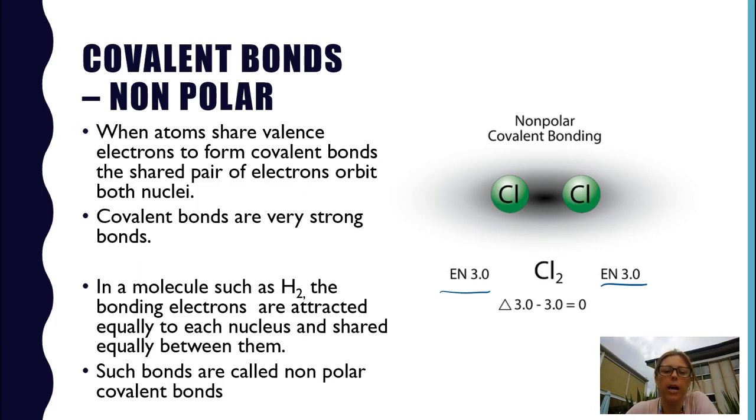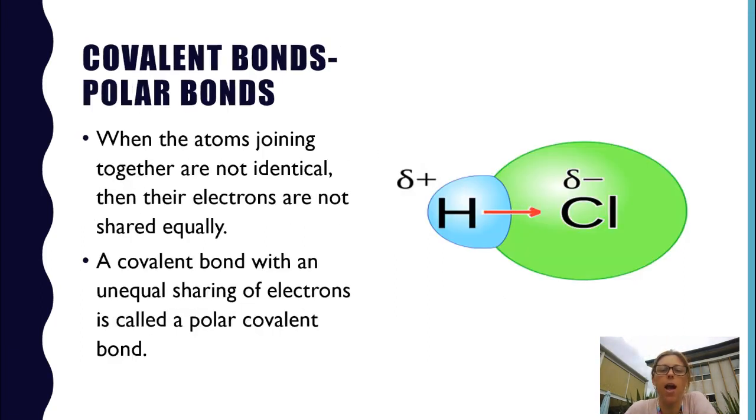The alternative is polar bonds. When the pull is not identical, because the atoms joining together aren't identical, they have different electronegativities, and so the electrons will not be evenly shared. If we have this unequal sharing of electrons, we get a polar covalent bond. There we see a partial positive charge on the hydrogen and a partial negative charge on the chlorine. That was covered in previous videos, so go back and refresh those if you need to.